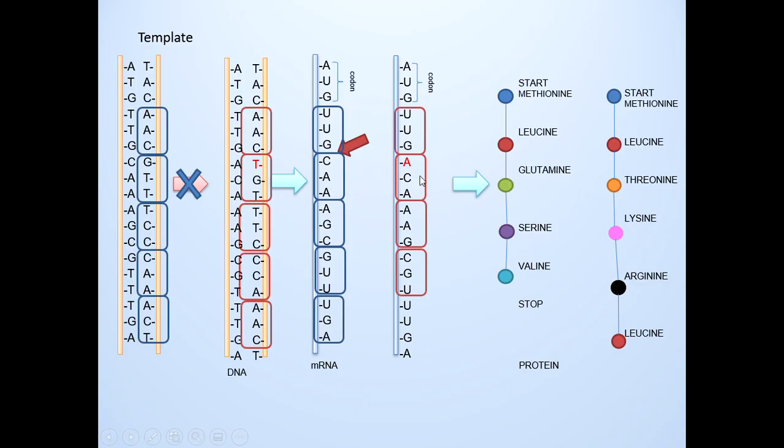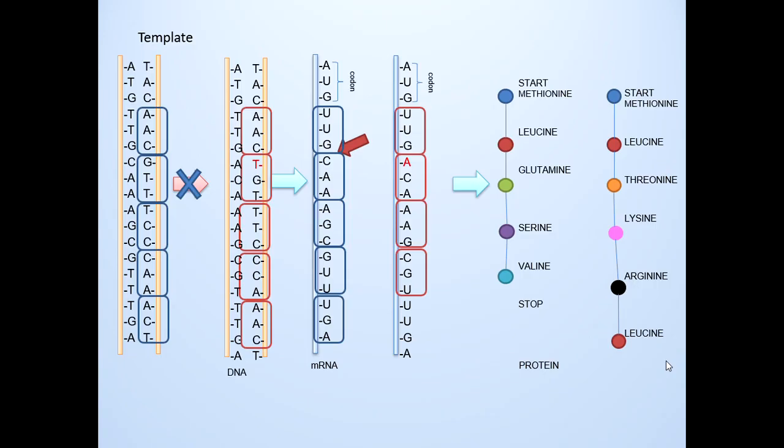So in our new messenger RNA, glutamine now becomes threonine, and notice from that point, because every frame shifts at that point, every amino acid is also going to be different, and this will then lead to an entirely different protein, and again can be very detrimental to the cell.